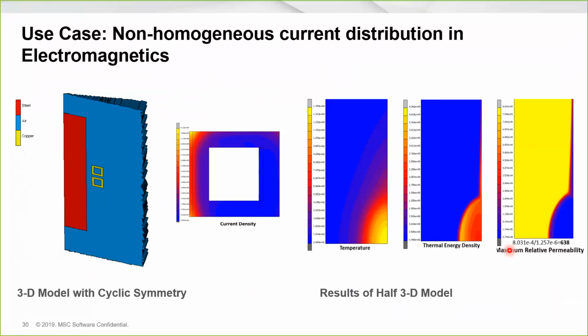And so here's the use case. We have some cyclic symmetry shown with the 3D model and some thick-walled induction heating elements. And we can see the current density at the end in the thick-walled induction heating element, and then what happened in the actual model as a result of that non-uniform distribution.